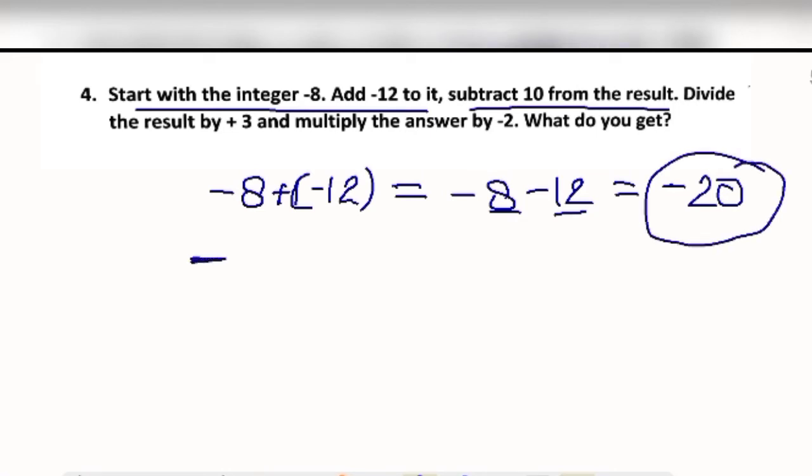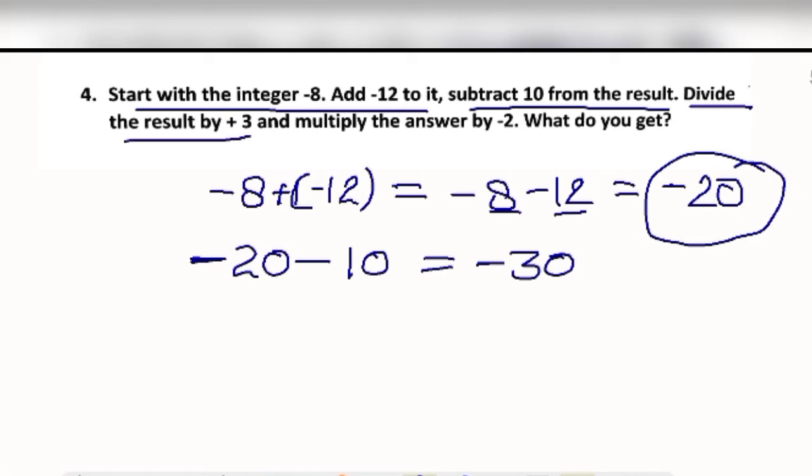So -20 में से what will you do? Subtract करेंगे 10. Both have the same sign, so values will be added. 20 plus 10 is 30. That will be of minus sign because both have the same sign. Next, divide the result by +3. This is the result. So divide this result by +3.